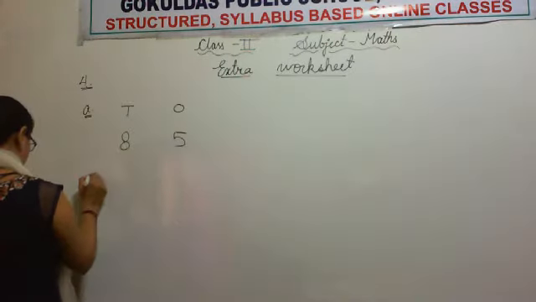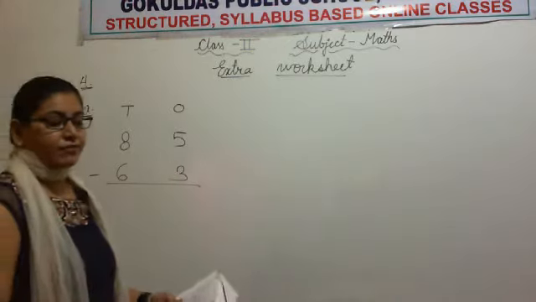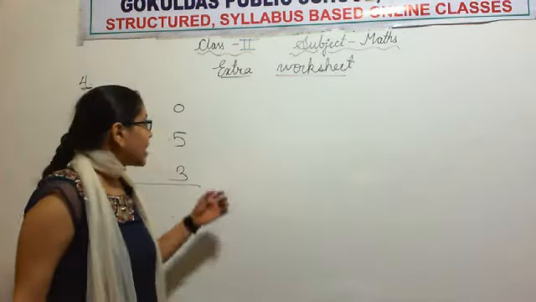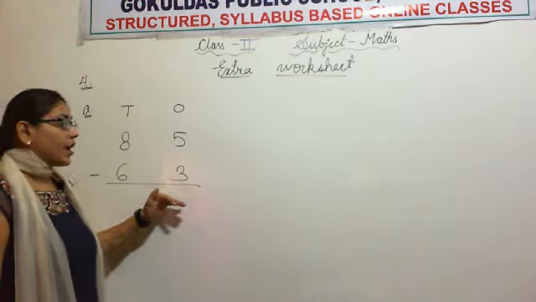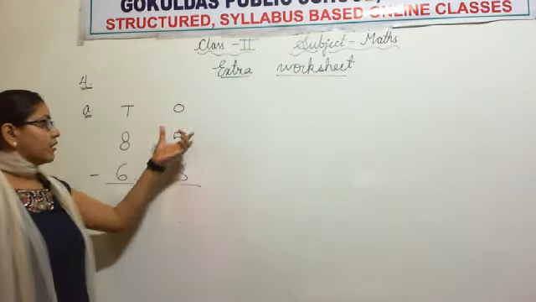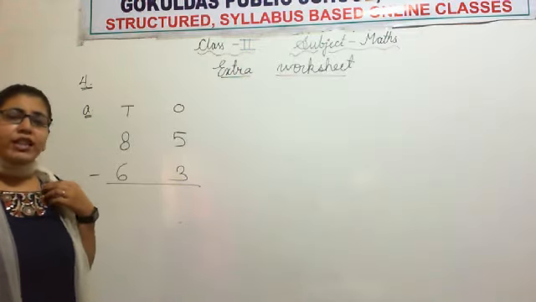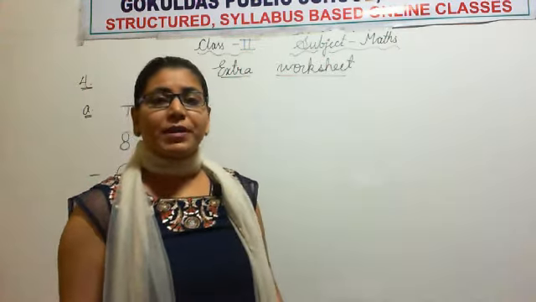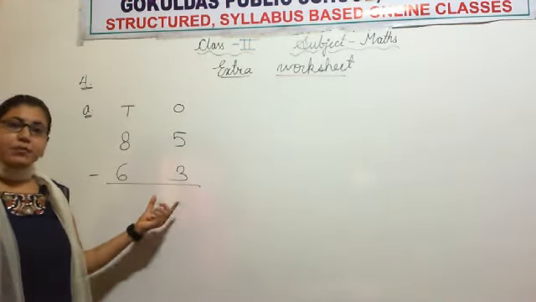85 minus 63. See students, whether we are doing it in a rough copy, it doesn't matter, but writing properly is needed. If we do not write properly, ones below ones, tens below tens, then we can make mistakes. So whether we are doing it in a rough copy or fair copy or classwork copy, that doesn't matter. The only thing that matters is to write properly.